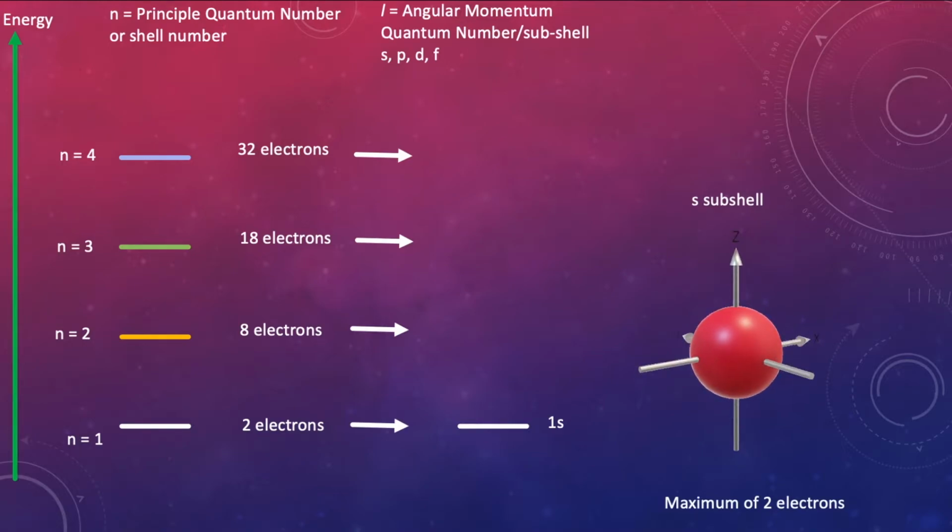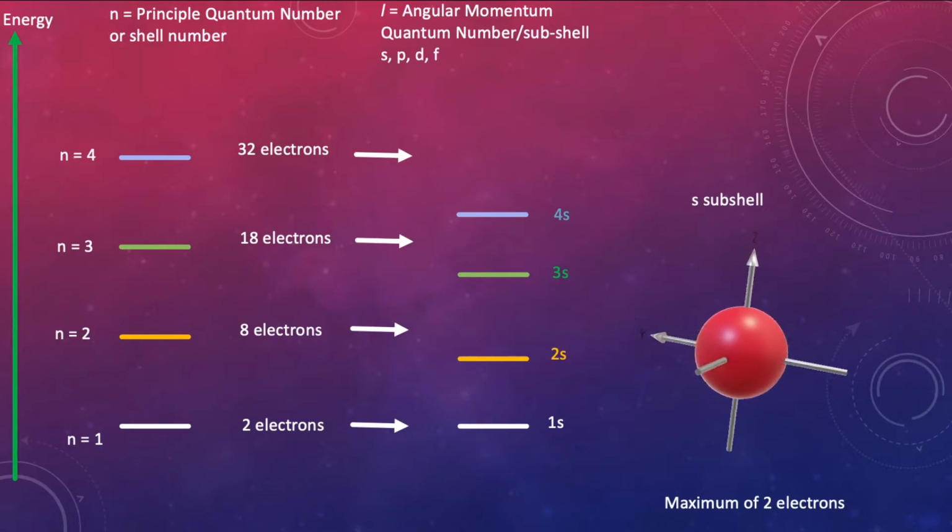When we go into our second shell, it's also going to be made up of an S subshell, as is the third and the fourth. So every shell has to have an S subshell. And you can see how we denote those: we have 1S, the 1 is for shell number 1, and S is for subshell, up to 4S. 4S is my fourth shell, and the S is a subshell. And as I said, each of those can hold 2 electrons.